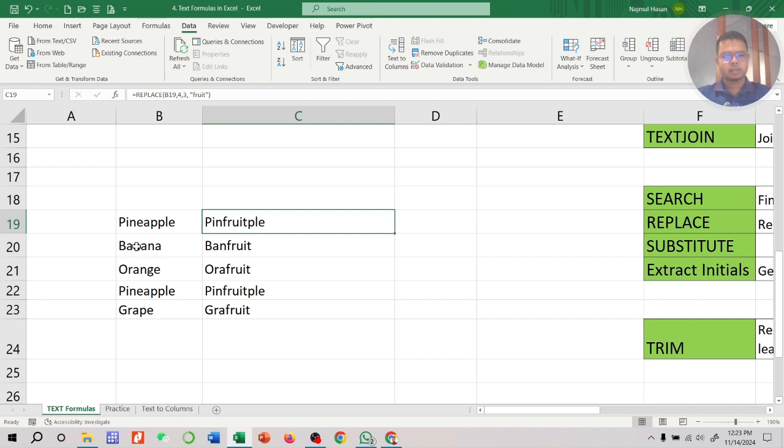Then banana. So after the three characters, right? Then fruit. Okay. Orange, after the three characters, fruit. Pineapple, after three characters fruit, and then apple. Right. Grape, after three characters GRA, and then fruit.